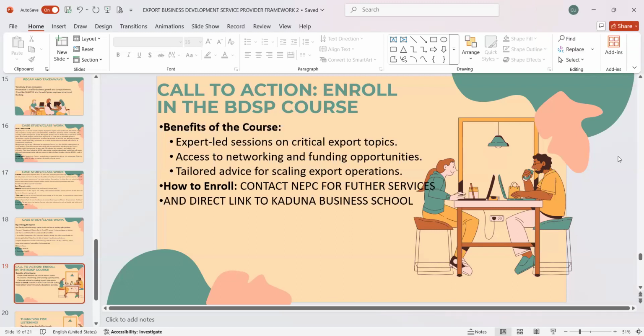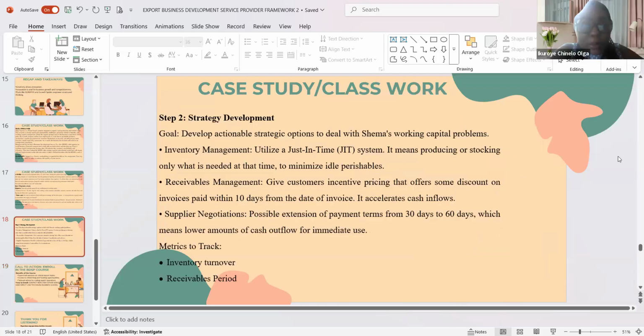Sorry, madam. I'm not seeing where to raise hand. I missed the second point you mentioned. Inventory turnover and what? You mentioned a very critical solution. I talked about the metrics to track. You need to use inventory turnover and receivable periods. Those are the metrics to track your strategy development. I didn't get the receivable period. What is it referring to?